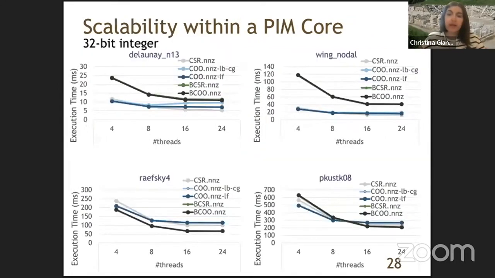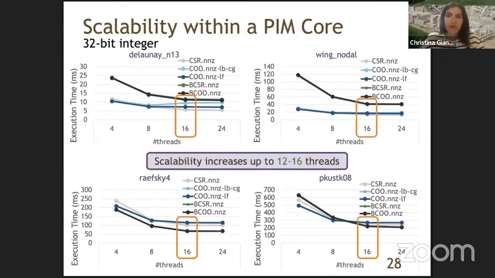And finally, in these experiments, we present the scalability of all the compressed matrix formats as the number of PIM cores increases for a variety of sparse matrices. Even though an UPMEM PIM core can support up to 24 threads, we observe that the SpMV execution for all compressed formats typically scales up to 12 or 16 threads. And this is because the pipeline of the UPMEM PIM core is fully utilized whenever we have 16 threads, and therefore, if we further increase the number of threads, we cannot get a better performance.